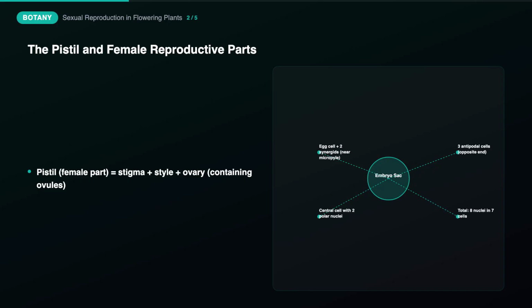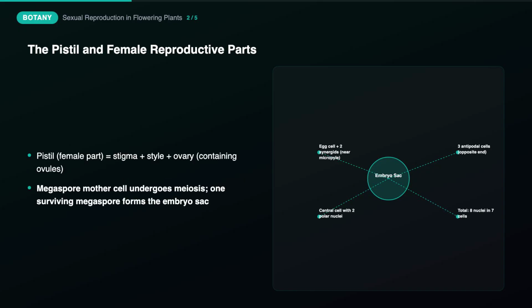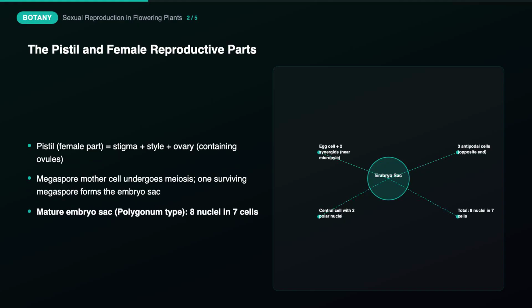Inside each ovule, the megaspore mother cell undergoes meiosis, producing 4 haploid megaspores, but typically only 1 survives, and it develops into the embryo sac, the female gametophyte, through 3 rounds of mitotic division. The mature embryo sac in the common polygonum type contains 8 nuclei arranged in 7 cells.